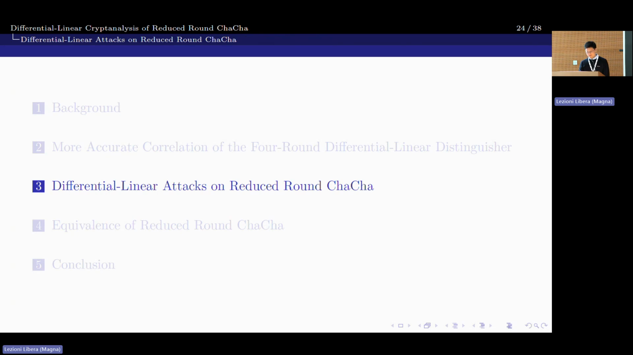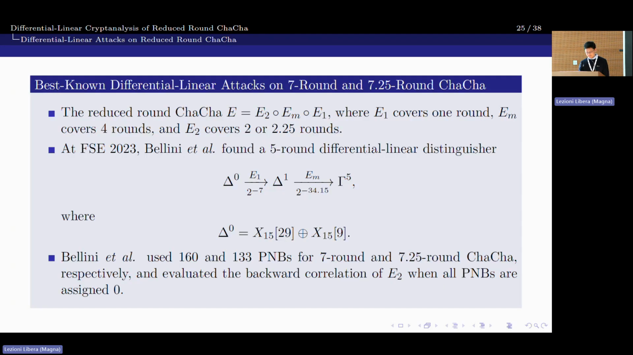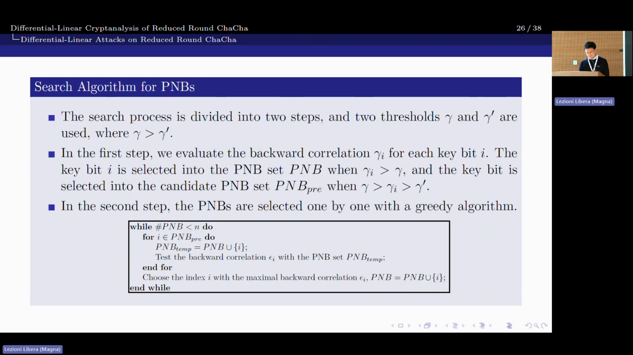Next, we give the attack on the round reduced Cha-Cha. The round reduced Cha-Cha is divided into 3 parts. E1 covers 1 round, EM covers 4 rounds, and E2 covers the 2 to 2.5 rounds. We proposed algorithms to search more PNBs.